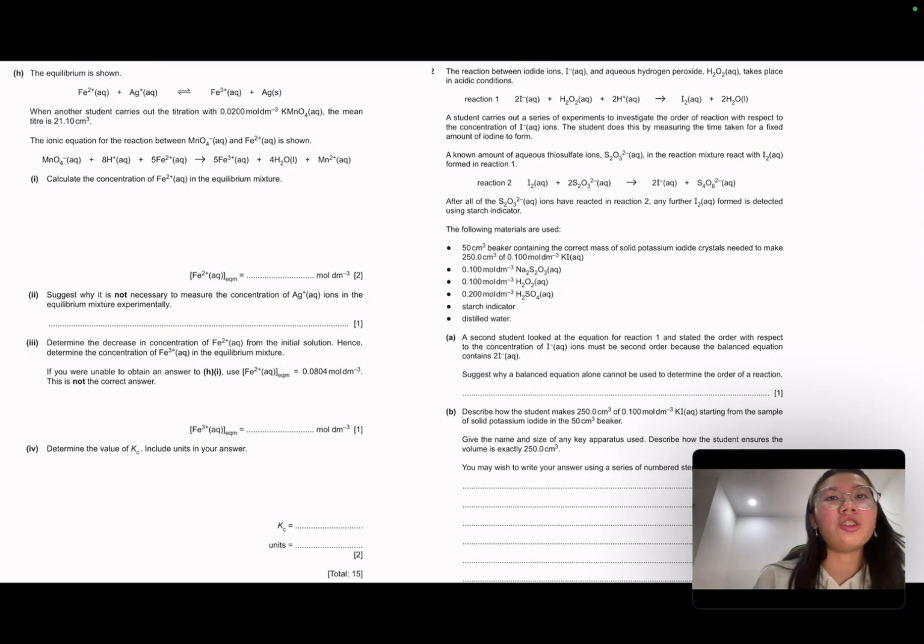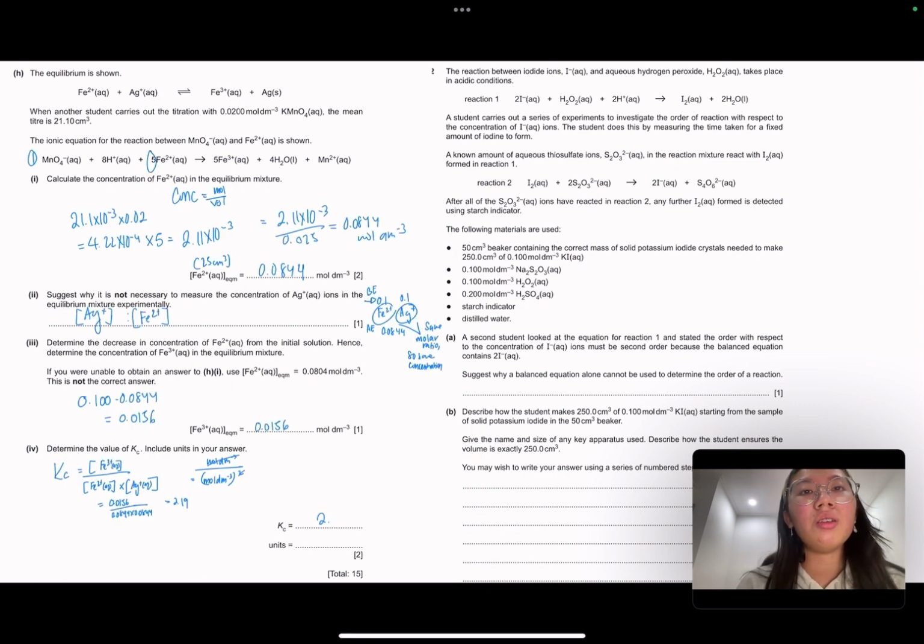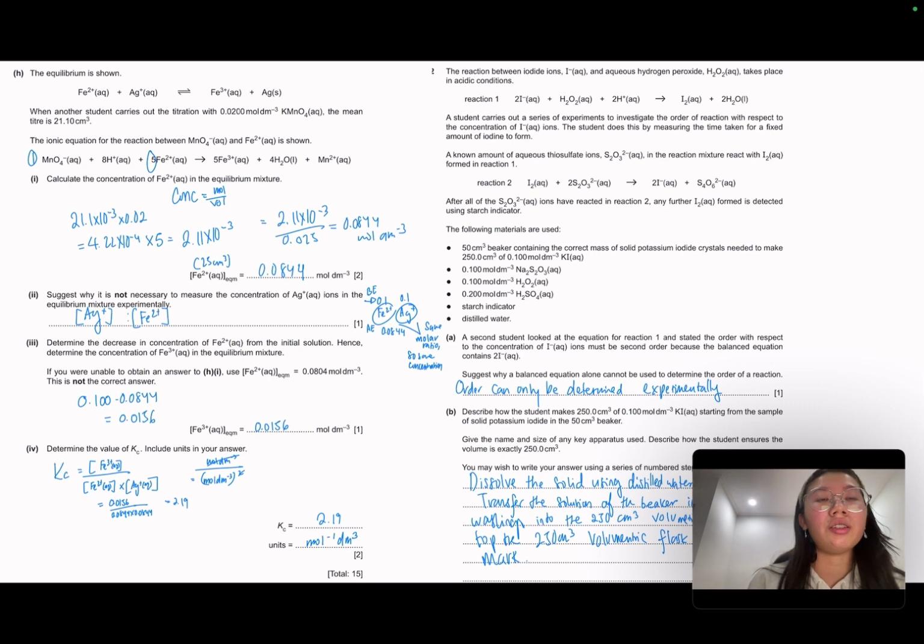Alright, for H, the equilibrium is shown. We have the equilibrium between Fe2+ and Ag+, which forms Fe3+ and Ag. Alright, when another student carries out the titration with 0.2 mol of KMnO4, the mean titer is 21.1 cm³. So this is likely a different experiment. It is still titration, but a different one. Alright, okay. The ionic equation for the reaction between MnO4- ion and Fe2+ is shown. Okay, so first things first, they're asking for the concentration of Fe2+.